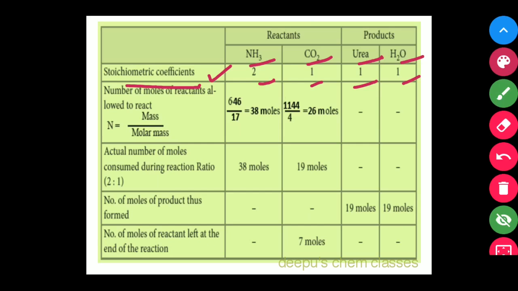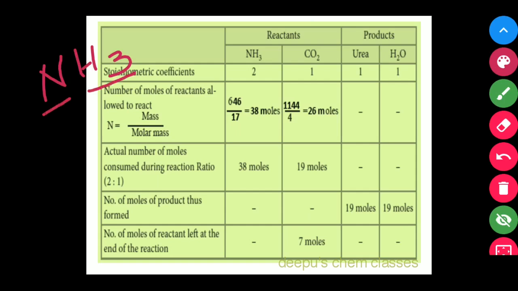Okay, so the number of moles of reactants that are allowed to react. In order to find the number of moles, we just divide mass by molar mass. The mass of ammonia is given in the problem, that is 646 gram. Then the ammonia molar mass you have to find out. How should you find the molar mass? You have to add up the atomic masses of the individual elements present in a compound. For example, ammonia, the formula is NH3. So you have to add up the mass of nitrogen as well as 3 hydrogen atoms, so that you can get 17. So how, let us see.